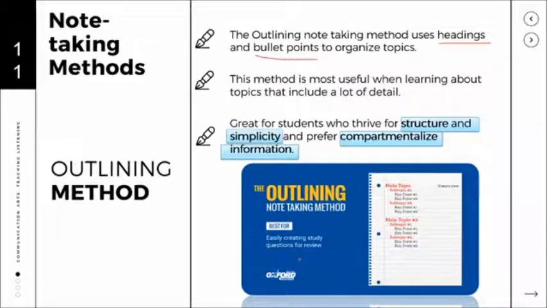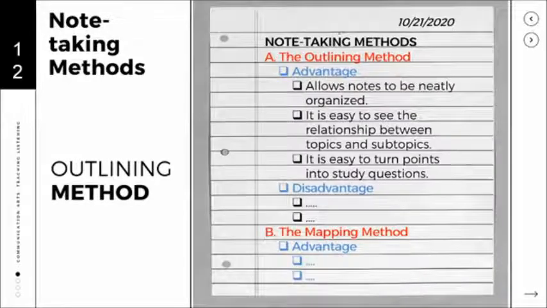And the advantages of this method. There are several advantages to this method. First, it allows notes to be easily organized. Second, it is easy to see the relationship between the topics and the subtopics. And the third one is it is easy to turn points into study questions. Now, what does it look like? Each section starts with the heading of the main topic, considering that our topic today is all about the note-taking method. So we have here our main topic, the note-taking method.